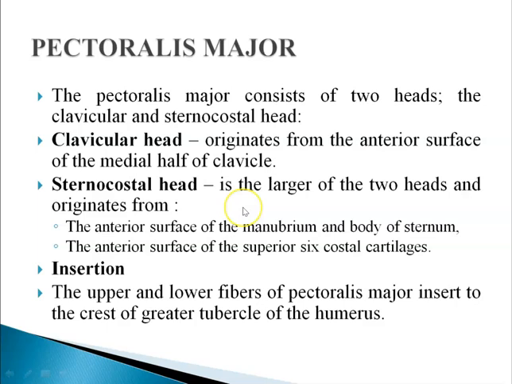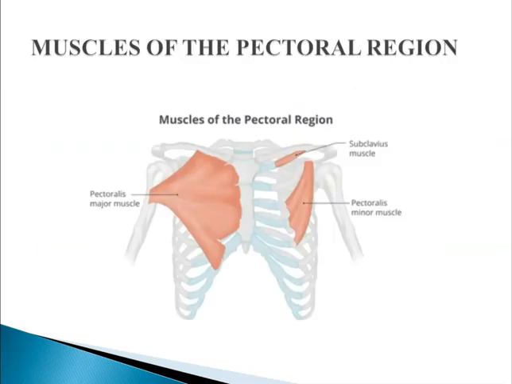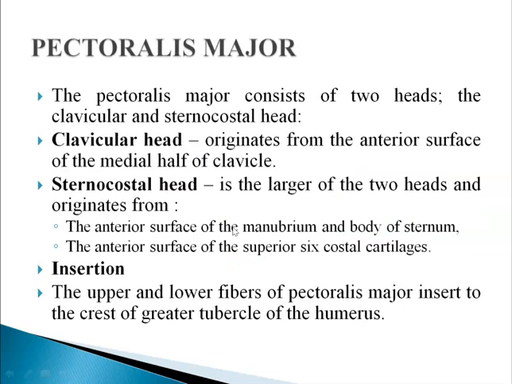And the sternocostal head is the largest of the two heads. It arises from the manubrium and the body of the sternum, and also from the anterior surface of the superior 6 costal cartilages. You could see it in this diagram, the manubrium, sternum, and the 6 costal cartilages. And it gets inserted into the crest of the greater tubercle of the humerus.